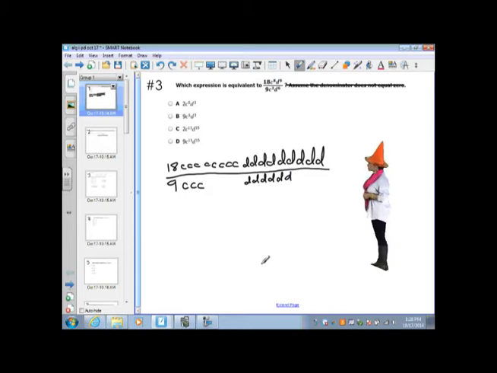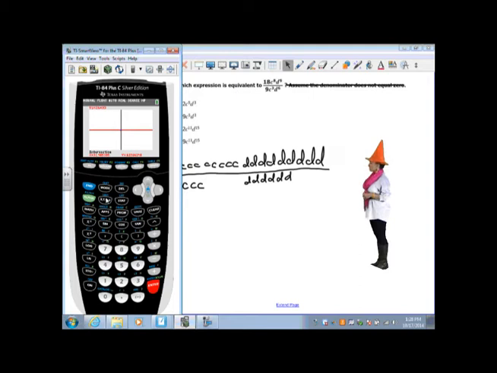Okay, so first what we're going to do is we're going to go ahead and simplify our numbers. So let's go to our calculator. And we're going to go ahead and get to our home screen. So you hit second mode to get to your home screen. And what we're going to do is we're going to use our fraction bar. So we're going to hit alpha y equals, enter.